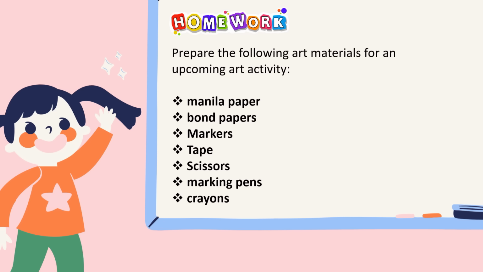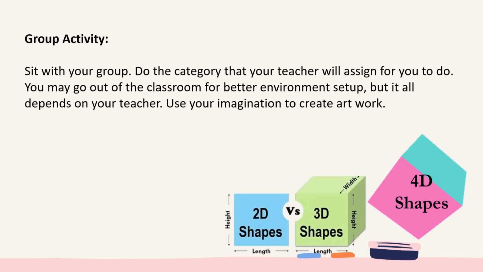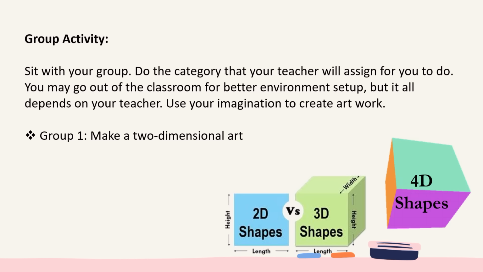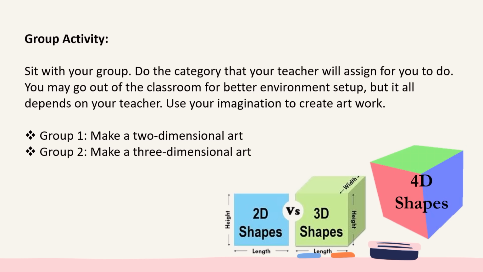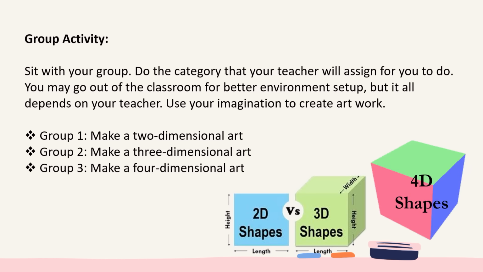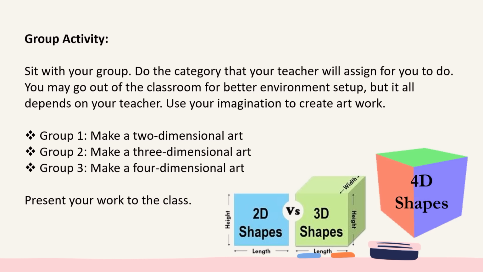Now, do you remember this assignment? Yes, we are going to use the materials in the following activity. Sit with your group. Do the category that your teacher will assign for you to do. You may go out of the classroom for better environment setup, but it all depends on your teacher. Use your imagination to create artwork. Group 1, you will make a two-dimensional art, or 2D. Group 2, make a three-dimensional art or 3D. And Group 3, make a four-dimensional art or 4D. Present your work to the class.